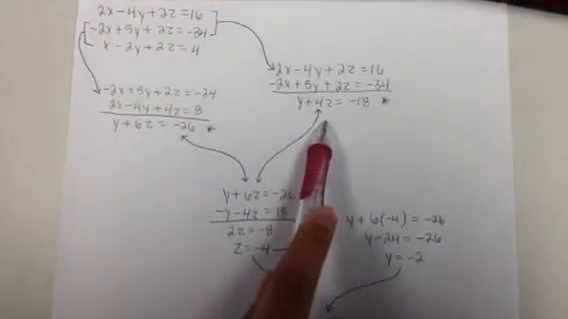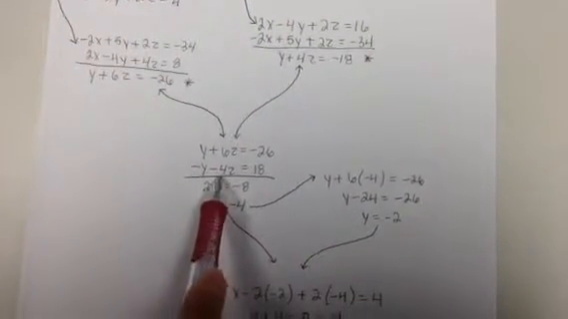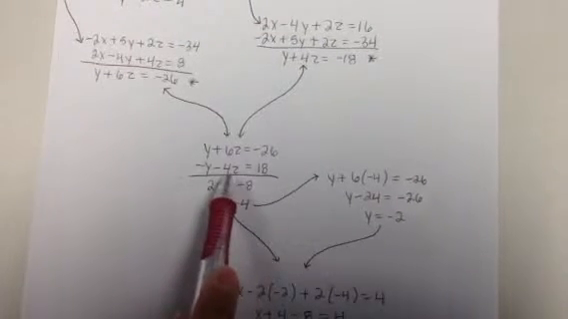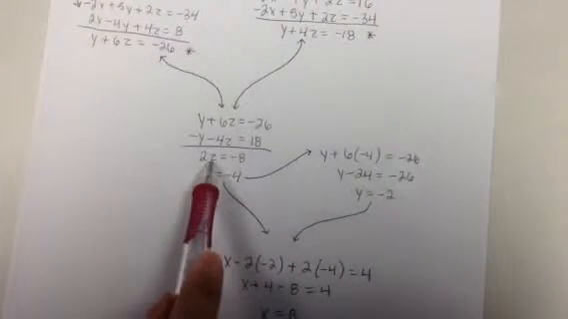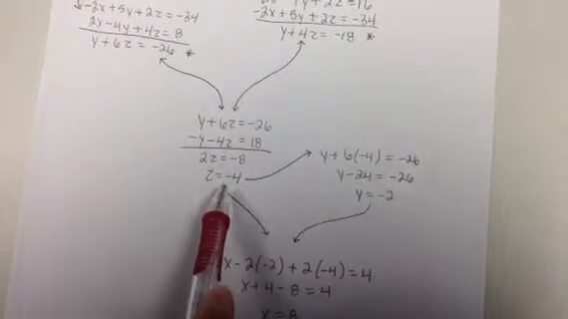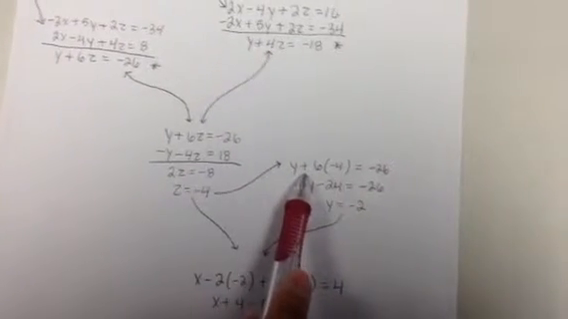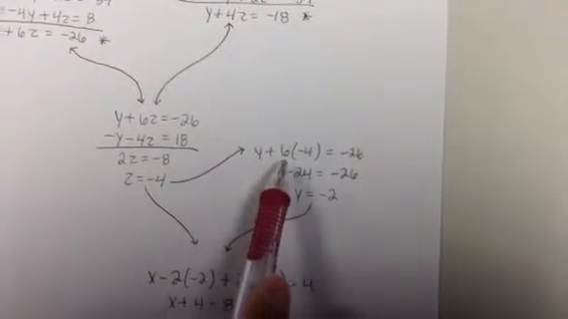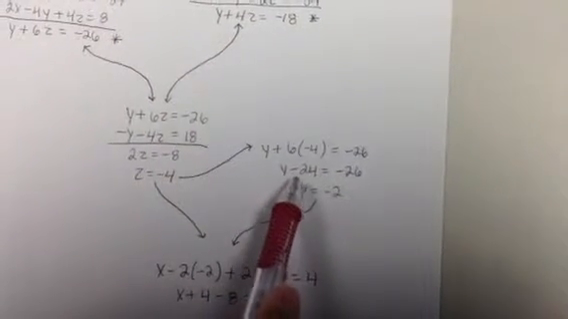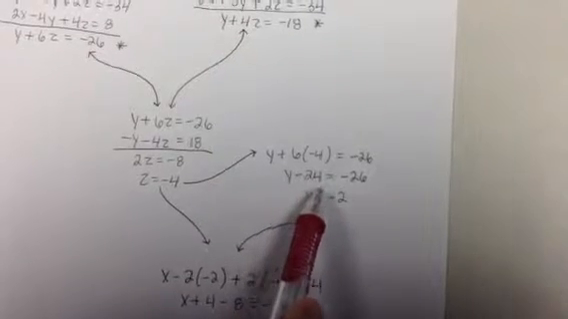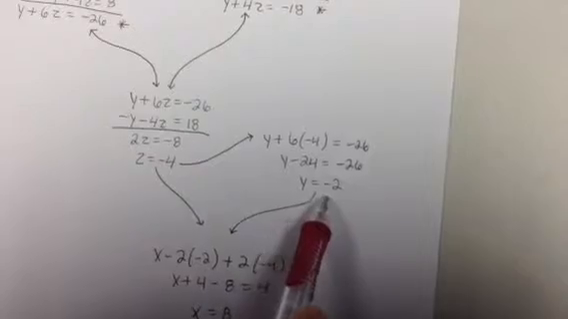So then we took the 2 new equations and we used substitution, and we multiplied the bottom equation by negative 1 and we got 2z equals negative 8, and you divide by 2, which equals negative 4. And you plug negative 4 into one of the new equations, and we got y plus 6 times negative 4 equals negative 26, and that gets y minus 24 equals negative 26, and then y equals negative 2.